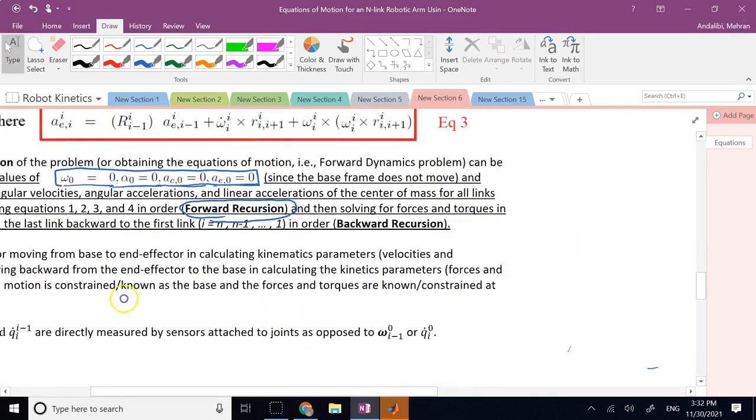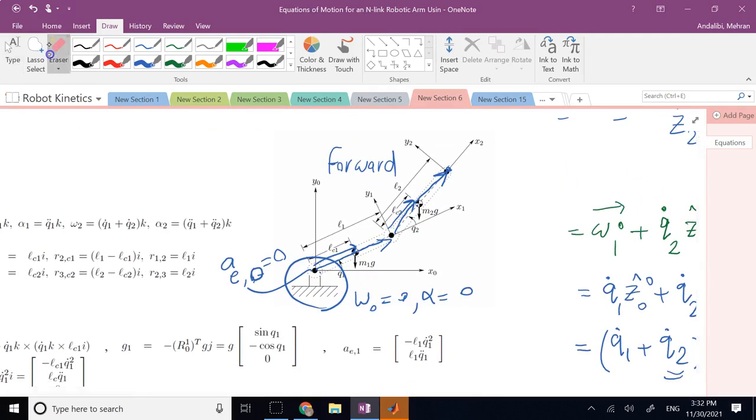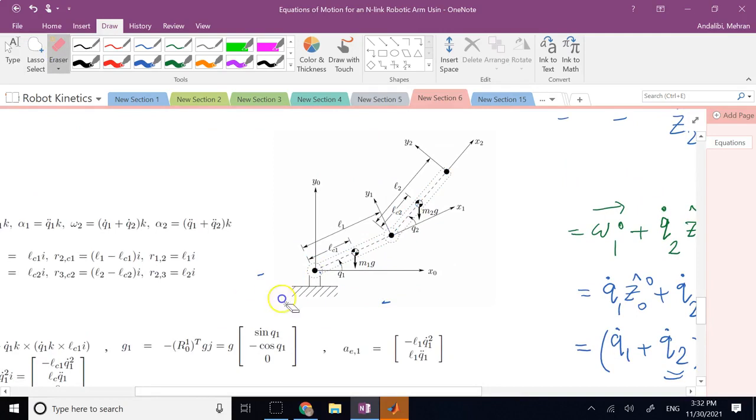Because if I go back to this example of this robot, it's at the end effector that I know something about the forces or the torques. For example, if the end effector is free and doesn't come into contact with anything, then I know at this frame f n is equal to 0 and also tau n is equal to 0, because there is no couple or force applied to the end effector. Once I know that, I should come here and calculate f n minus 1 and tau n minus 1.